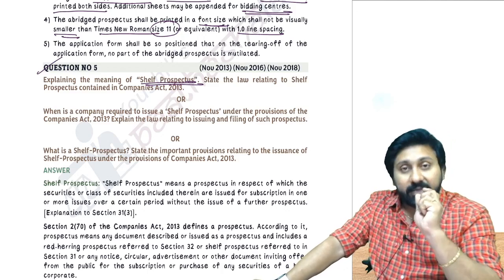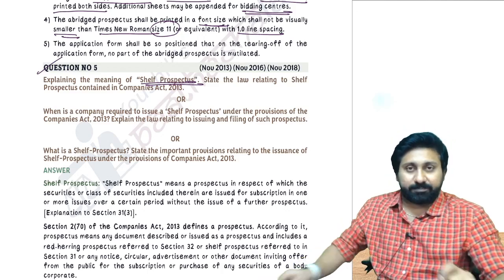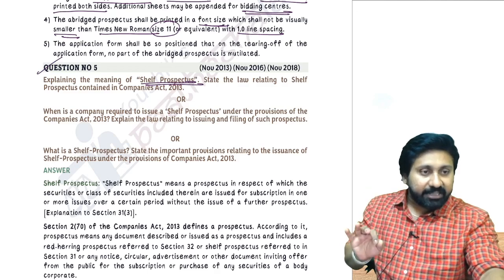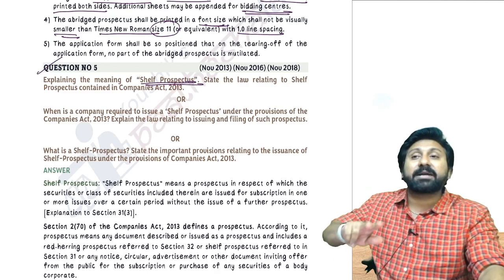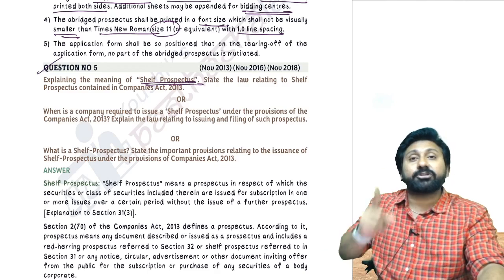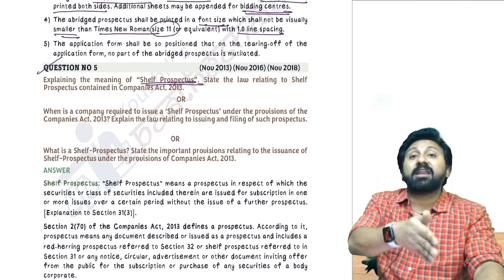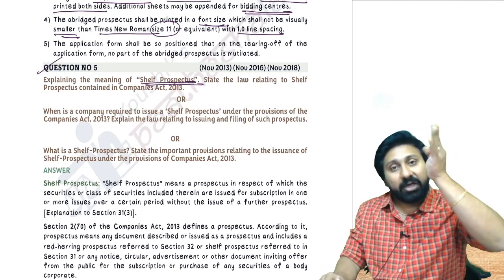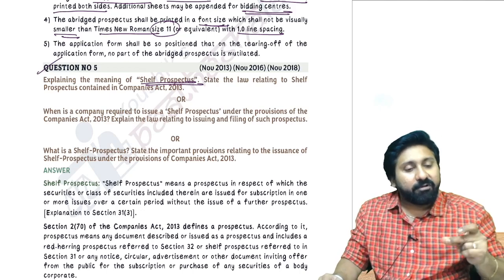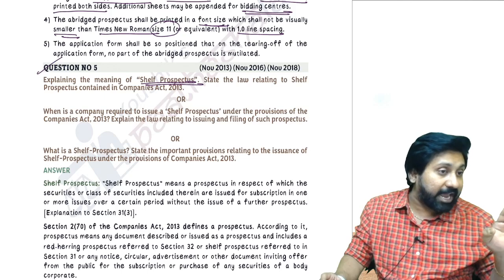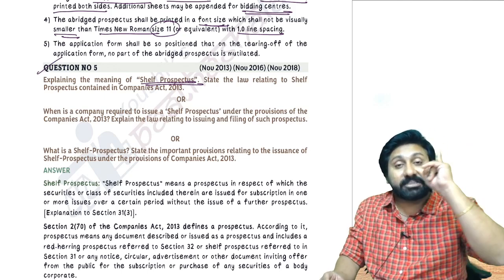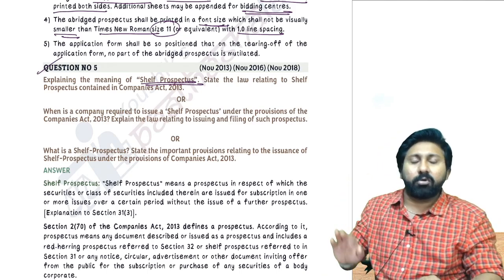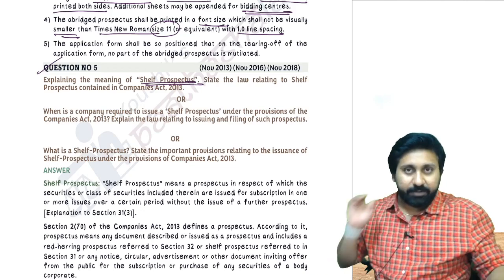What is the chance? In case a company is issuing a shelf prospectus, they need not issue a prospectus again and again. They can issue one prospectus which will be valid for a period of 12 months from the date of the first offer. Today, the first public offer started. From today, 12 months. It's not a financial or calendar year. 12 months from the first offer of securities, any number of public offers you can go, and the prospectus need not be issued again and again.